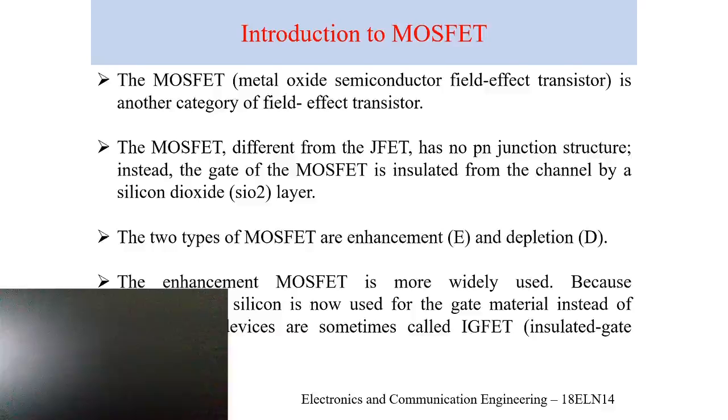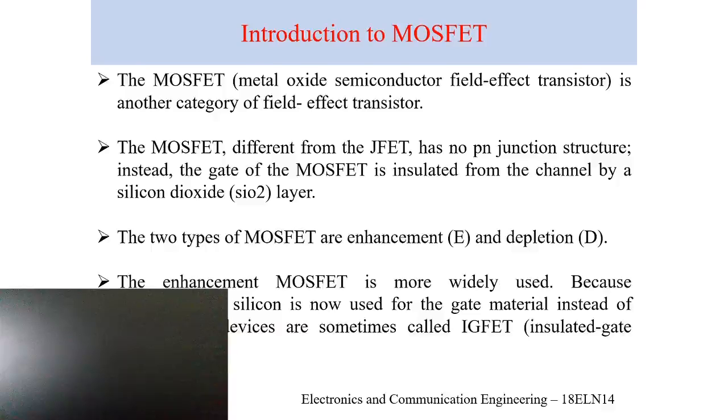Of course, both the enhancement type and the depletion type come in N channel and P channel versions. Hence, we have the N channel enhancement type MOSFET and the P channel enhancement type MOSFET. Similarly, the N channel depletion type MOSFET and the P channel depletion type MOSFET. The enhancement MOSFET is more widely used compared to the depletion type.